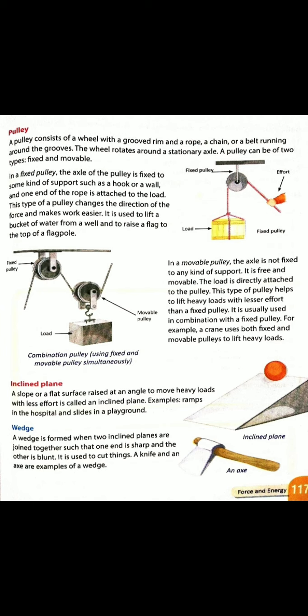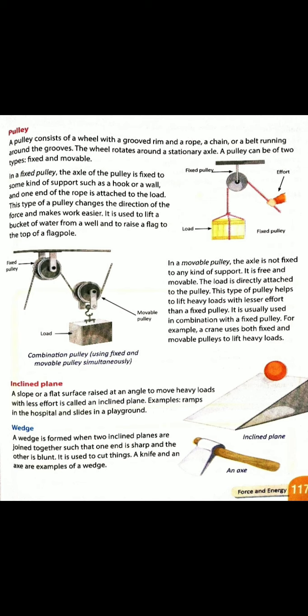Now comes the movable pulley. In a movable pulley, the axle is free and movable. The load is directly attached to the pulley. It is usually used in combination with a fixed pulley. For example, a crane uses both fixed and movable pulleys to lift heavy loads.